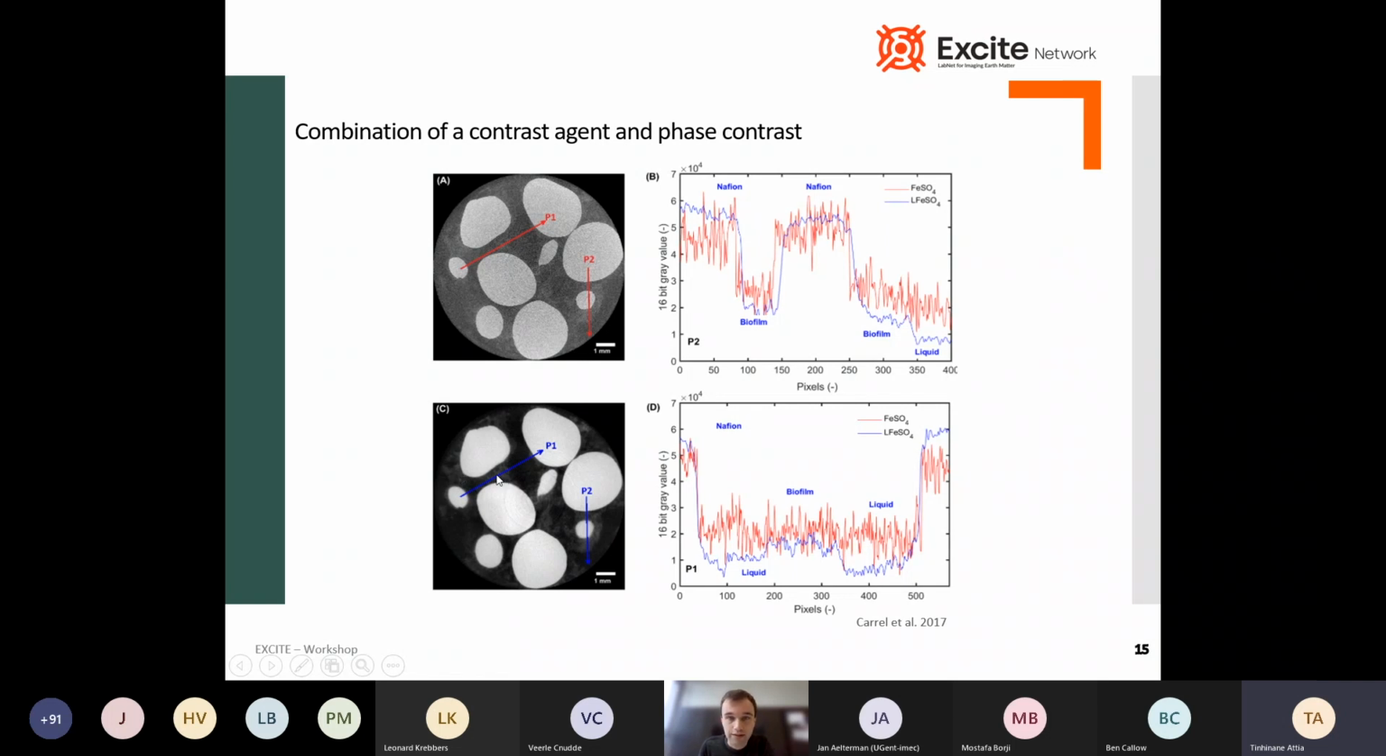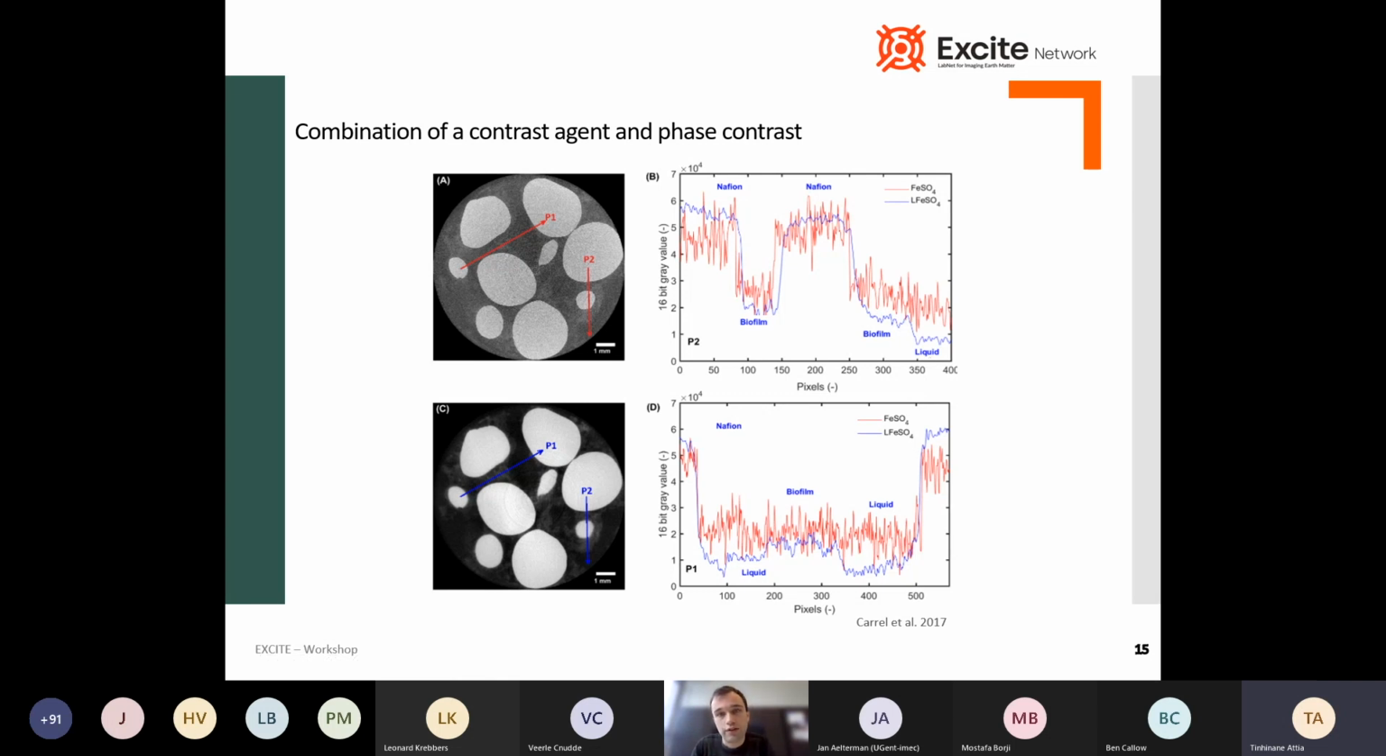This is also shown by the curves you can see on the right, which show the gray values. Like the red one on the top, which is P2, here it's very hard to distinguish biofilm from the liquid, from the surrounding water. But when you use phase contrast, the difference becomes much more visible.